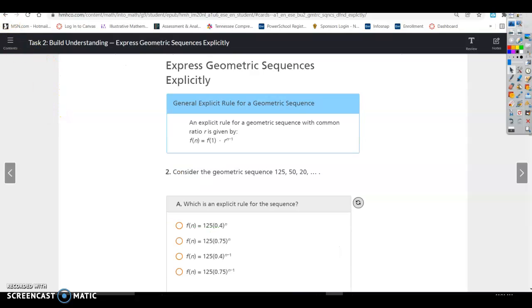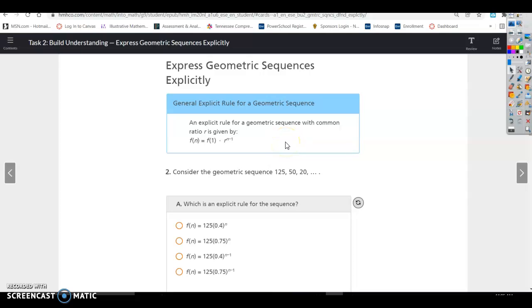Lesson 14.2, task 2. Express geometric sequences explicitly. The general explicit rule for a geometric sequence. Alright, so this is important to know. Make sure that you have this rule in your notes, the name of it and the rule itself.